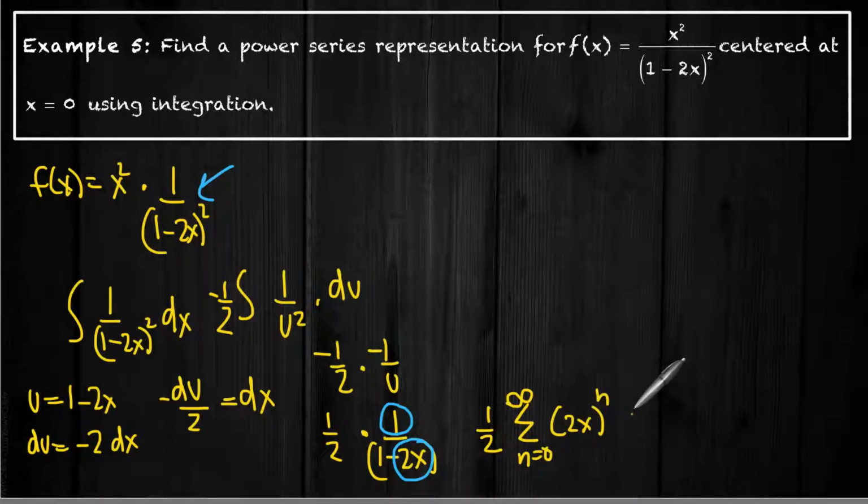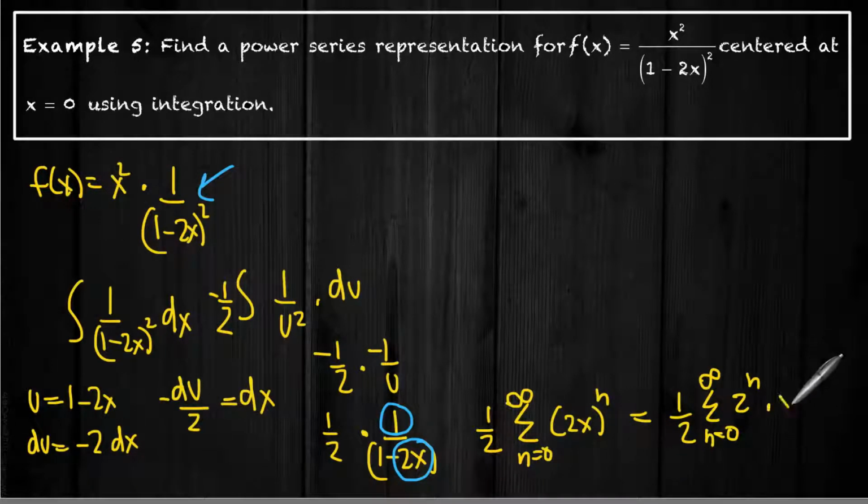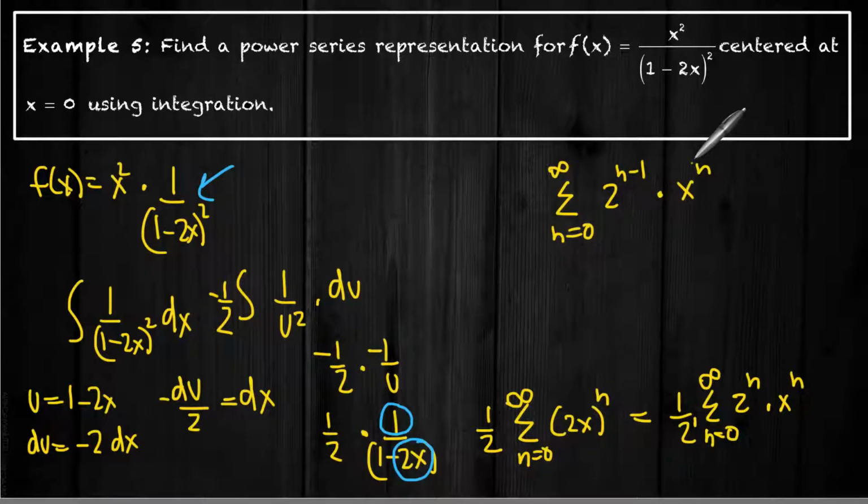And so now we will separate this and make it look a little bit nicer. And so that's going to be 1/2, and the summation from n equals 0 to infinity of 2 to the n times x to the n. And then we will recognize that this is 2 to the n and this is 2 to the first. So we have like bases, so we're going to subtract the exponents. So that gives us the summation from n equals 0 to infinity of 2 to the n minus 1 times x to the n. So now this becomes our representation for 1 over 1 minus 2x.